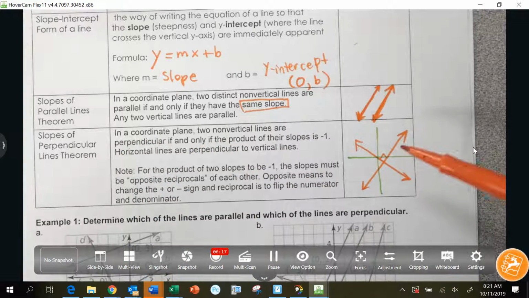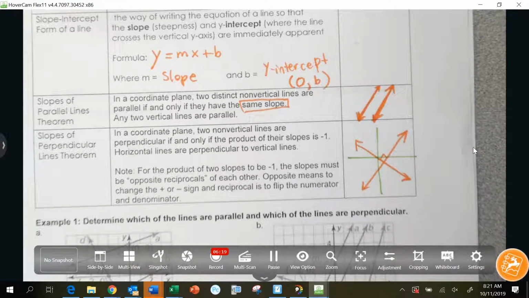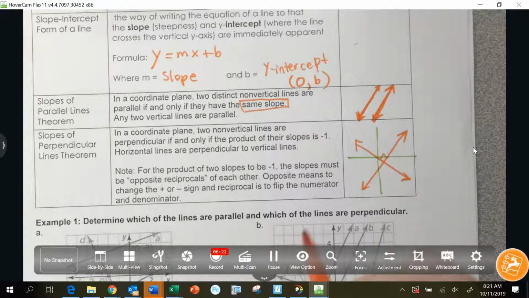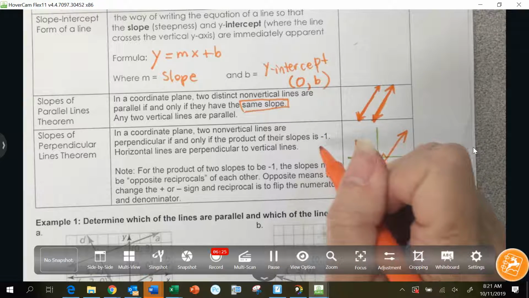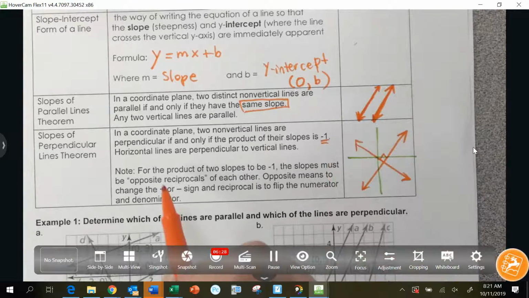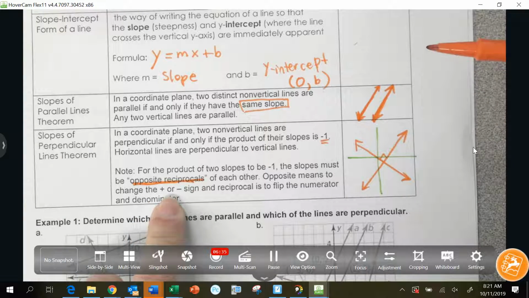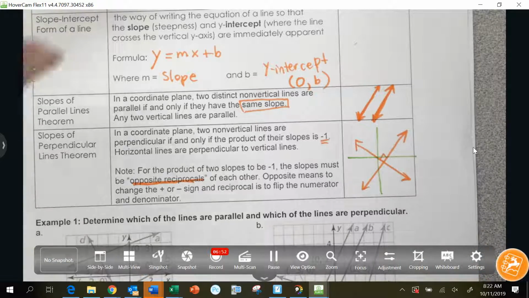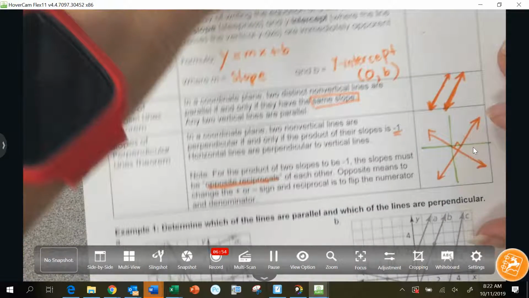And something else about perpendicular lines that you can't necessarily see from this graph is that when you multiply the two slopes together, the value is -1. So what's that mean? They are opposite reciprocals of each other. Opposite means one is plus and one is minus. Reciprocal means we take the numerator and the denominator and we flip them. So they have to be opposite, meaning plus or minus different, and flipping different. You have to do two things to find a perpendicular slope.